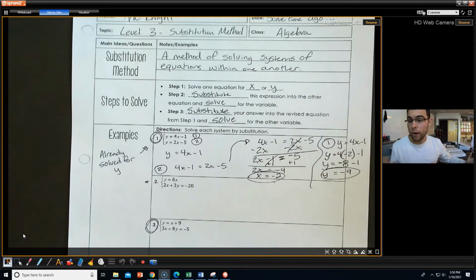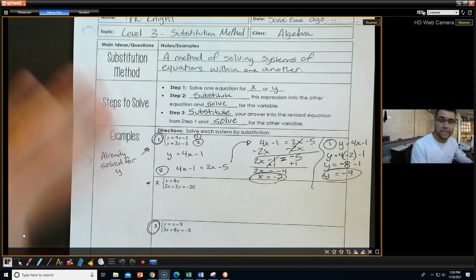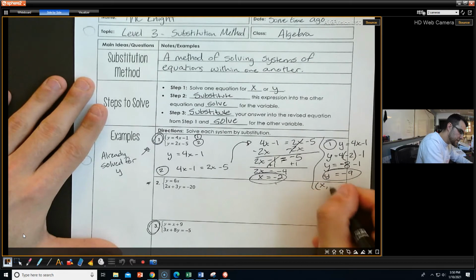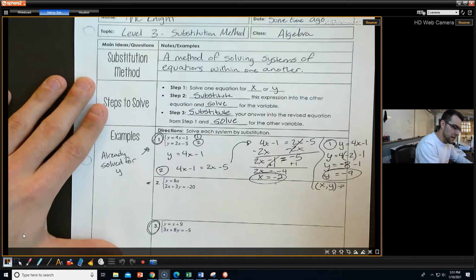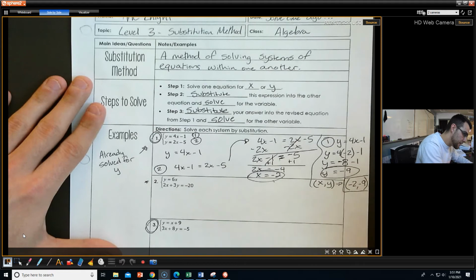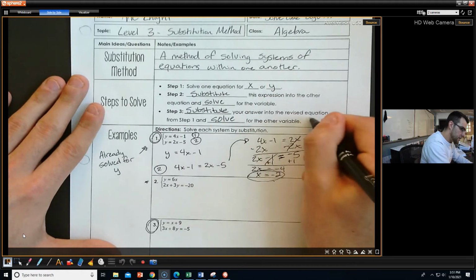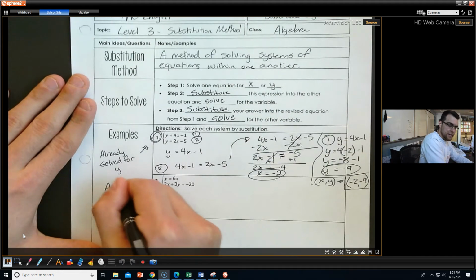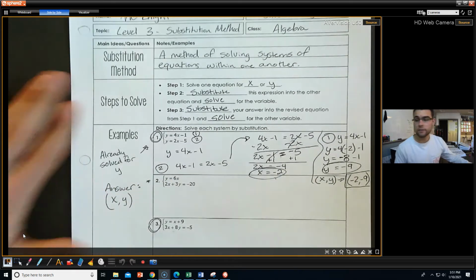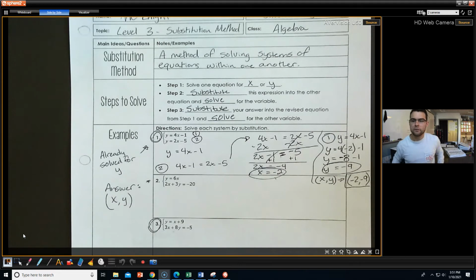And to write your answer, you can write it as a point, x comma y, right? And instead of x comma y, obviously, you're going to do -2 comma -9 now. And that is going to be your answer. So always write your answer as an x comma y, as a point. That'll become more apparent tomorrow when we compare it to graphing. But for right now, just leave it as x comma y.